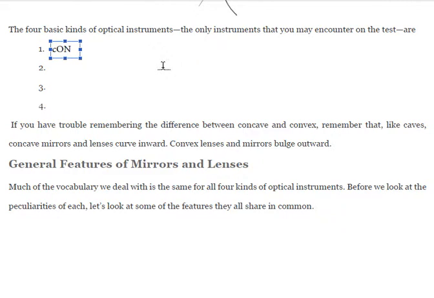So we'll talk about, what was the order here? Whoa, my caps lock. Alright, I thought I fixed it.